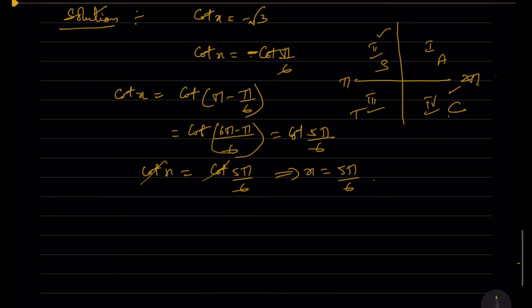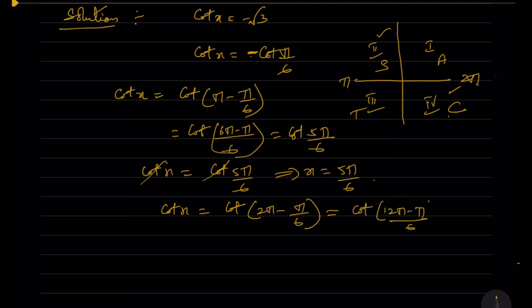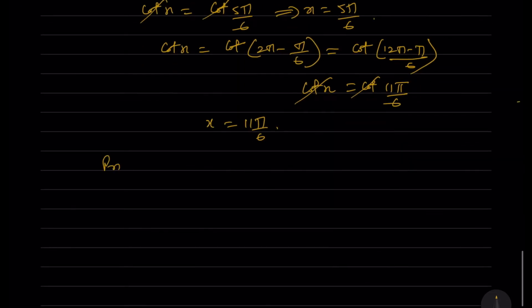Next one is, we are having one more, cot x is equal to, it is negative at which more point? It is negative at cot of 2 pi minus pi by 6, which is equal to cot of 12 pi minus pi by 6, which is equal to cot of 11 pi by 6. That is cot x is equal to this, therefore cot will get cancelled. So we are getting x is equal to 11 pi by 6. So therefore the principal solutions are 5 pi by 6 and 11 pi by 6. These are the principal solutions which you got.